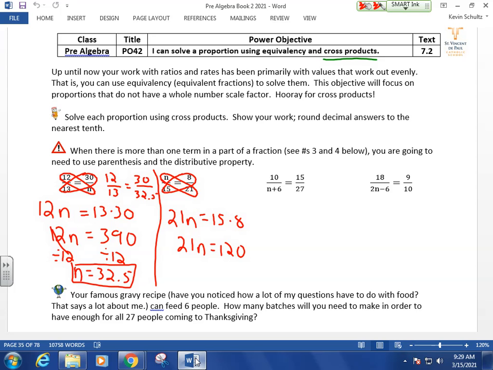And the nice thing about this is that, once you get that cross products motion down and you write these products out, it's just a one-step equation again, right? Getting n by itself, the one thing that we need to do is divide both sides by 21. And 120 divided by 21 is 5.7142. We can round that to be 5.71.